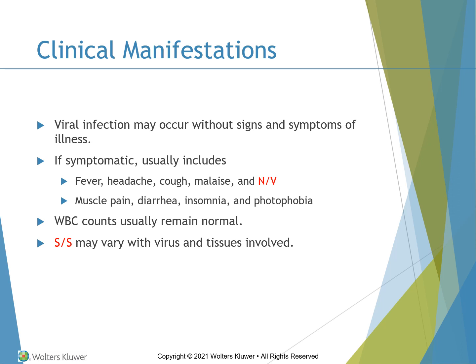Okay, so now let's talk about the clinical manifestations. If we have an acute infection, most of the symptoms are going to include fever, headache, cough, malaise, nausea and vomiting, muscle pain, diarrhea, insomnia, and photophobia. Now, the white blood cells are usually going to stay within normal, as opposed to when we have a bacterial infection where the white blood cells go up.